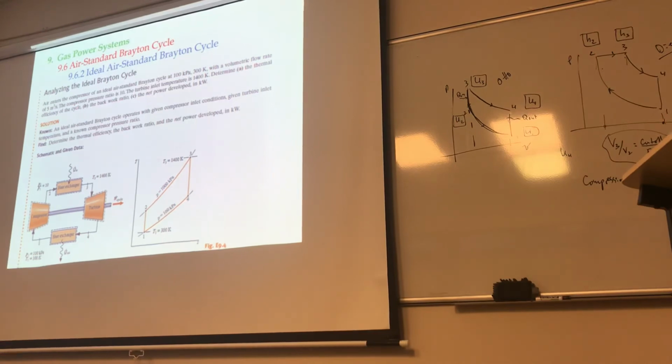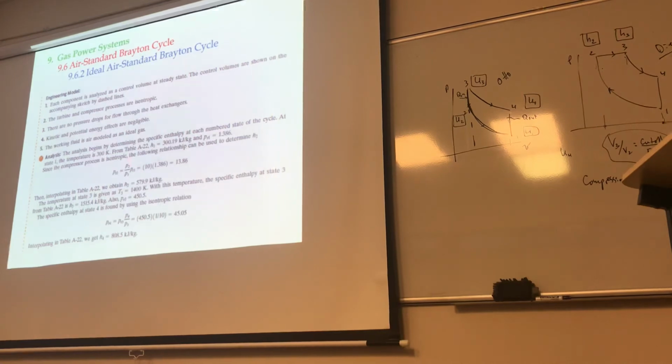And then you're asked to find the thermal efficiency, the back work ratio, and the net work output. Again, before you even delve into this, how many properties are we seeking here? 4 properties, namely h1, h2, h3, h4. Now, looking at state number 1, do you think h1 is going to be a big deal? No, the temperature is given, right? So I just go to my good old table and read immediately the value of h1 at 300 K, which is simply 300.19.